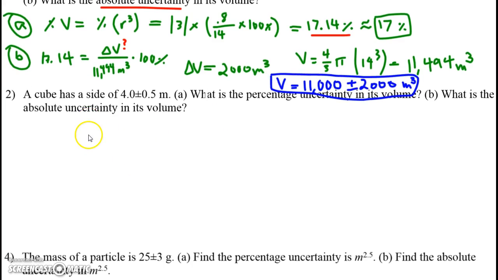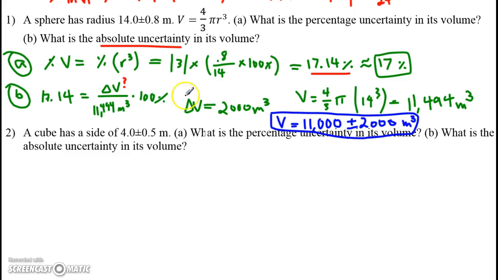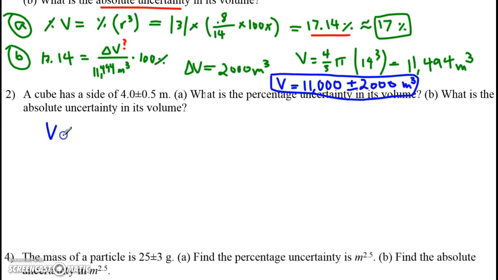In the next one, they're looking at a cube which has a side equal to this amount. They don't give you a formula like they did above. They are requiring you to remember that a cube has a volume equal to the length of the side, let's call it S, cubed. That's the formula for volume of a cube.